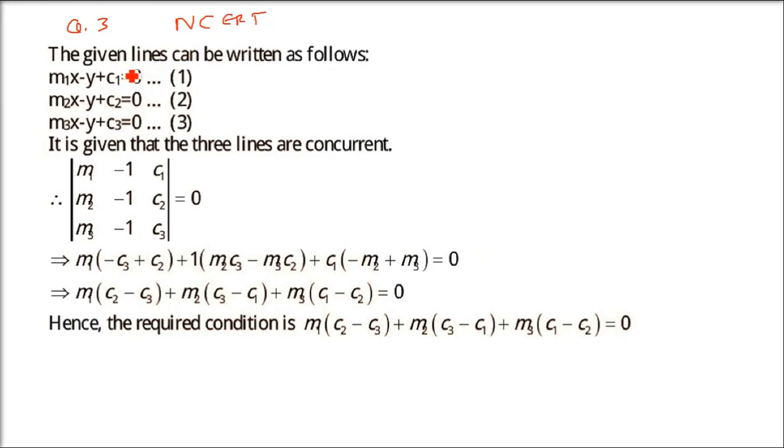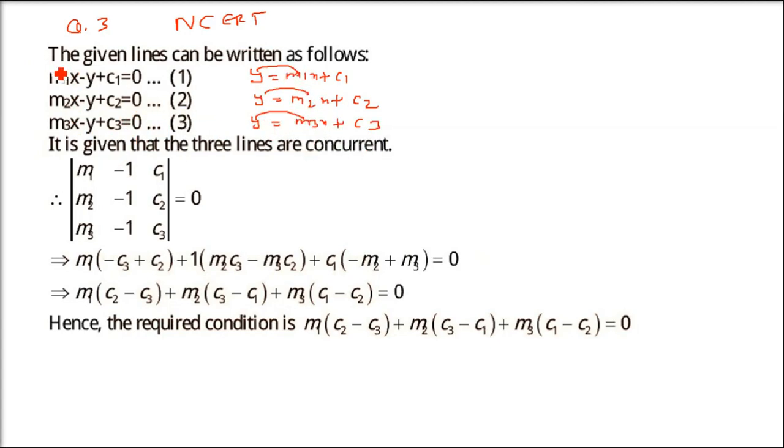So we have the equations given. Where has this equation come from? The equations are y equals m1x plus c1, y equals m2x plus c2, and y equals m3x plus c3. Now first take all the y's to the right hand side, so the equation will be m1x minus y plus c1, like this.